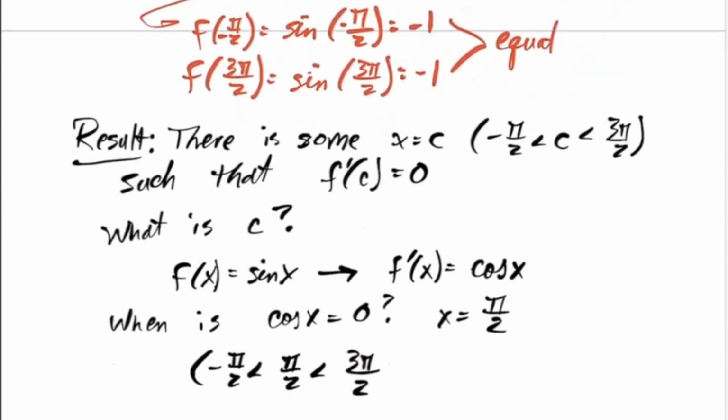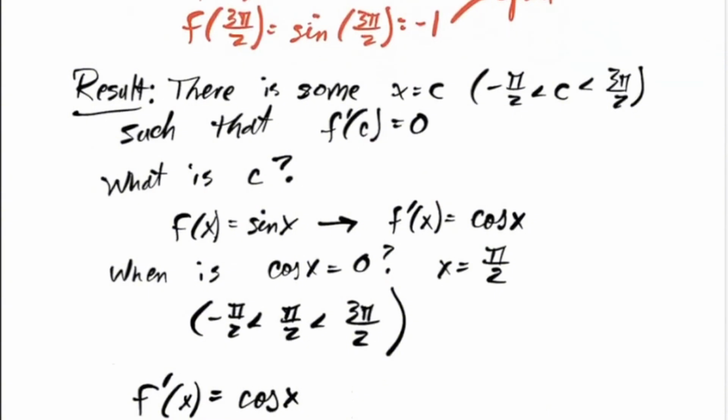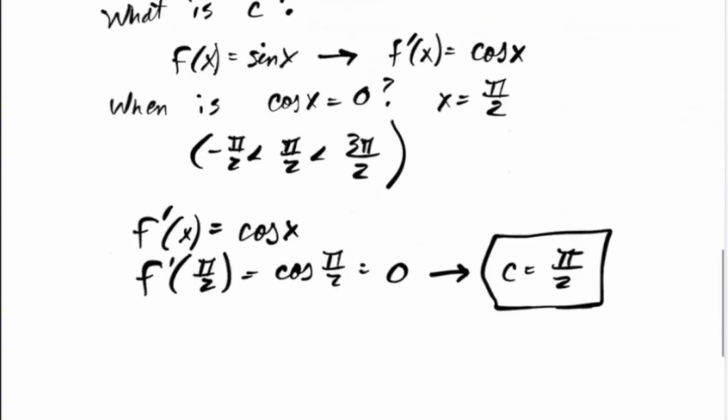So back here, we have the derivative of sine. The derivative of that is cosine, and the derivative at pi over 2 is going to equal the cosine of pi over 2, which equals 0. And so that means c equals pi over 2. Are there any other values between negative pi over 2 and 3 pi over 2, any other c that work? There aren't. There are some other values that work, but they're not between negative pi over 2 and 3 pi over 2.